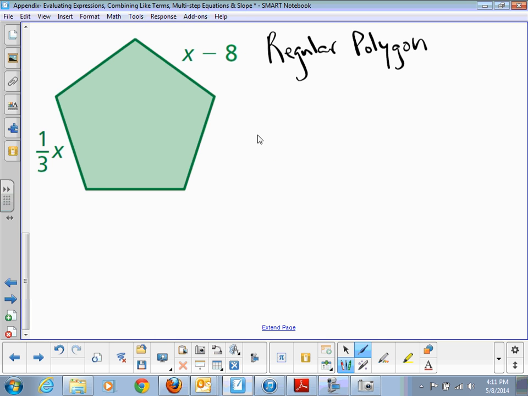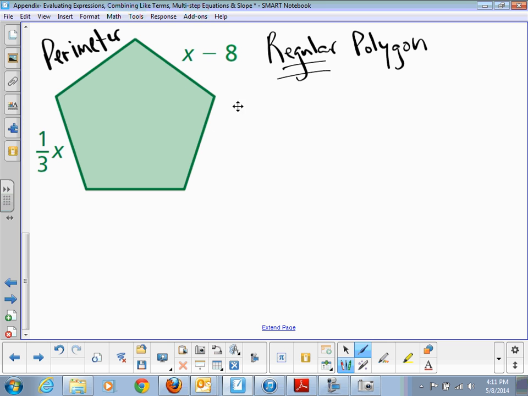A lot of people have been asking me about this type of question. The goal here is to find the perimeter, which, as we know, is the distance around a figure. We want to find the perimeter of this figure, and this is a regular polygon. Regular means that all sides are equal to each other, and that's very important. That's the key to solving this problem.